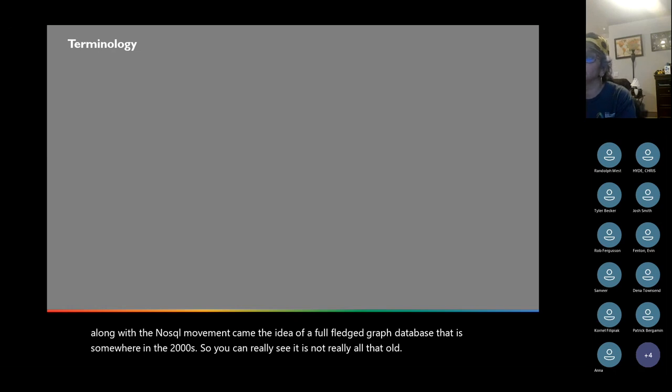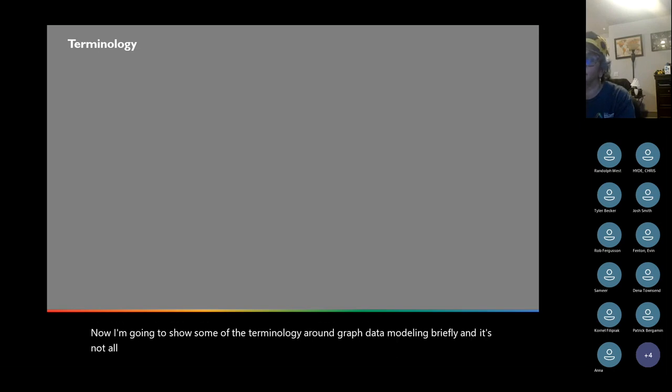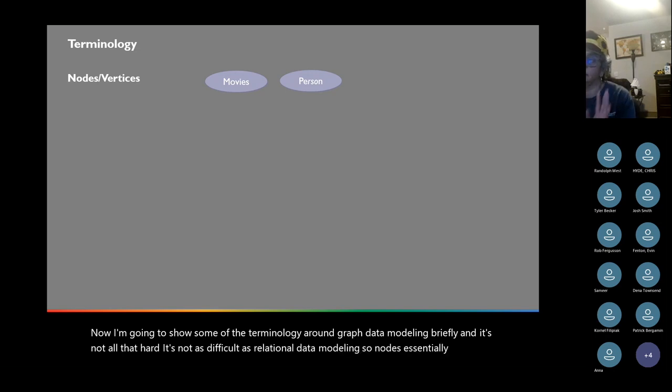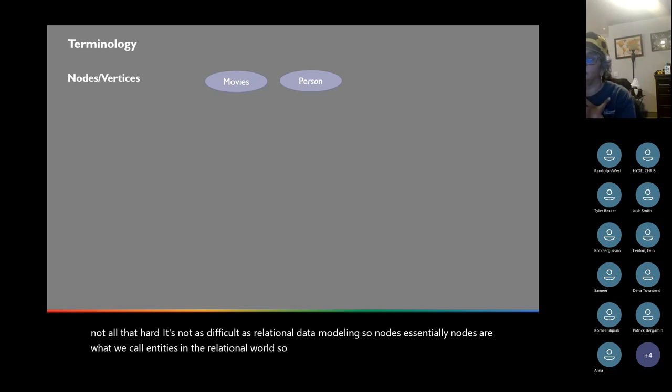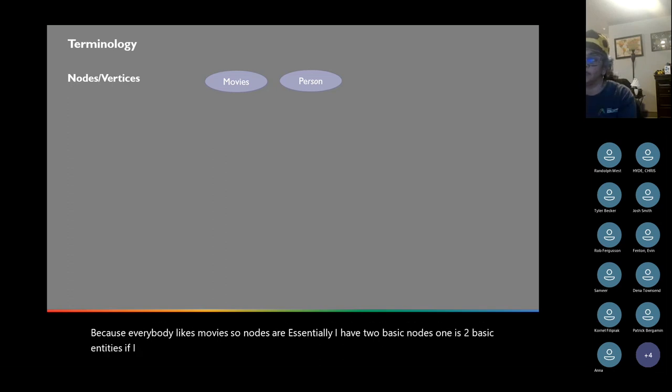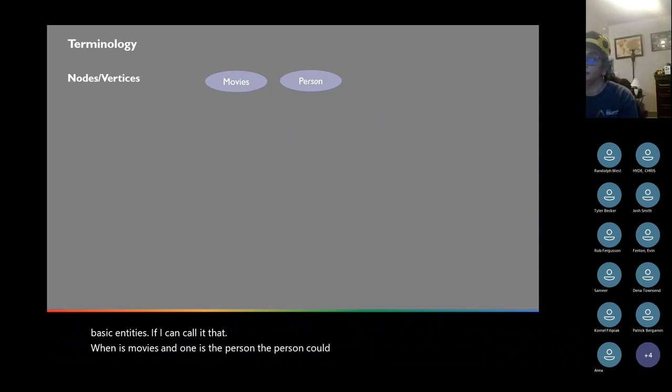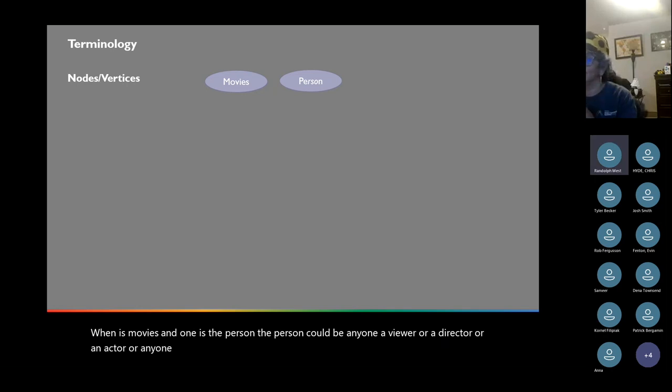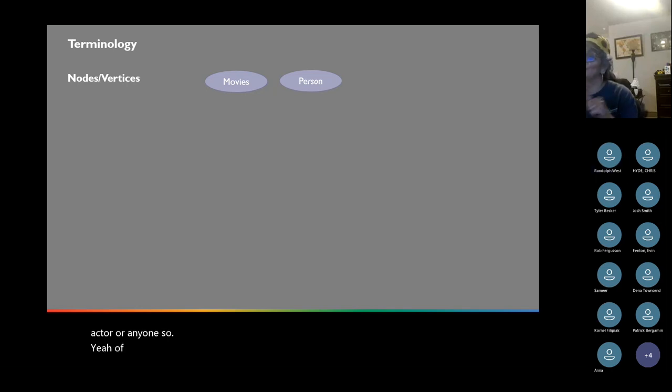Now I'm going to show you some of the terminology around graph data modeling briefly. And it's not all that hard. It's not as difficult as relational data modeling. So nodes are what we call entities in the relational world. I use the IMDb movie data set as my example, because everybody likes movies. I have two basic nodes, or two basic entities, if I can call it that. One is movies and one is person. Person could be anyone, a viewer or a director or an actor. That could be me as well. So movies and person are two entities, if you want to look at it that way.